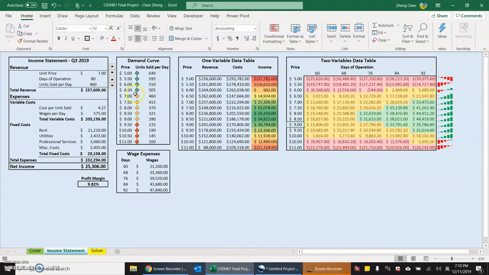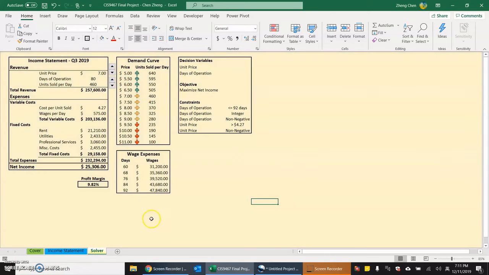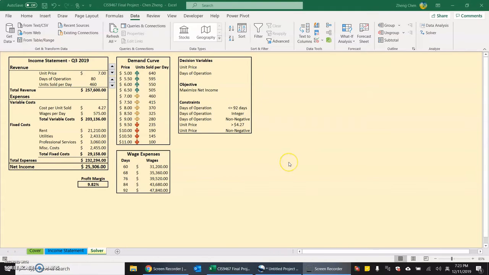So let's go to the solver page. In the solver page, it's pretty much the same. I have the macro buttons here as well. By changing the macro buttons, the numbers here will change as well. So let's find the break-even point and the maximizing profit point using Solver.